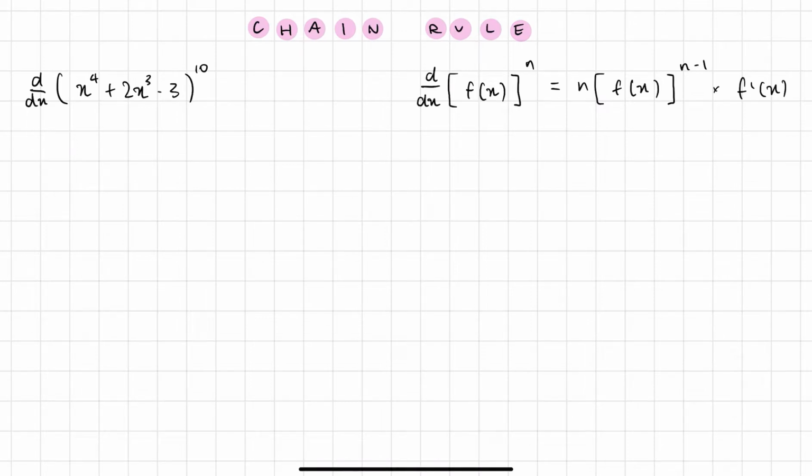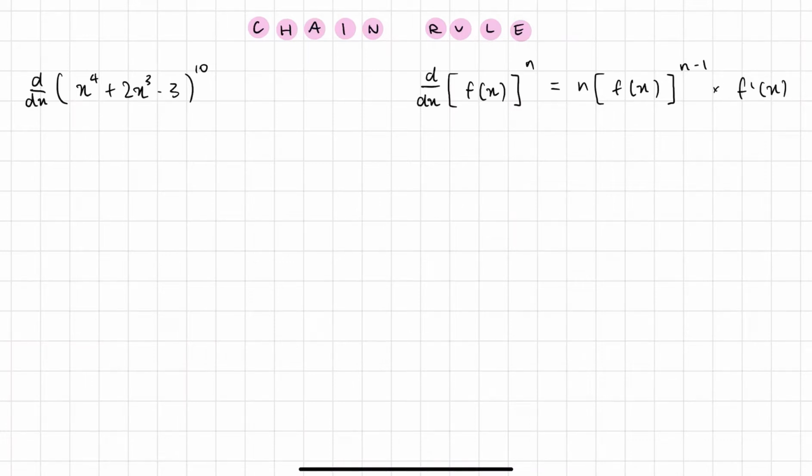Usually we use the chain rule for questions like this one over here, where we have this big bracket to the power of 10, and expanding that power of 10 is really long and difficult. Instead, we have the chain rule, where you have some power n, and you differentiate like normal. You bring the power down and subtract one from the power, but this is the chain rule aspect to it: you also multiply by the derivative of what was inside the bracket.